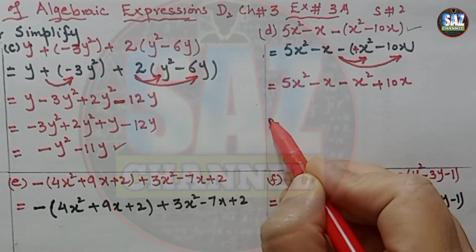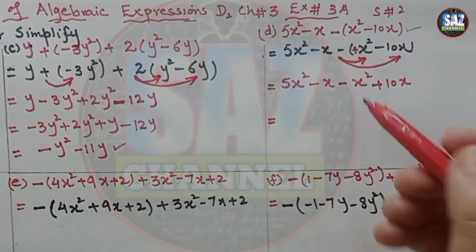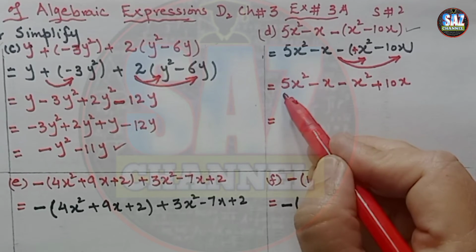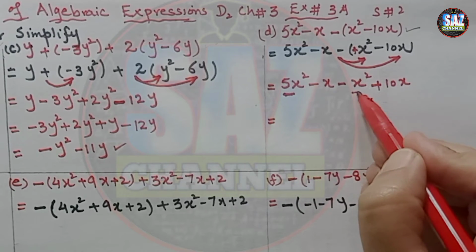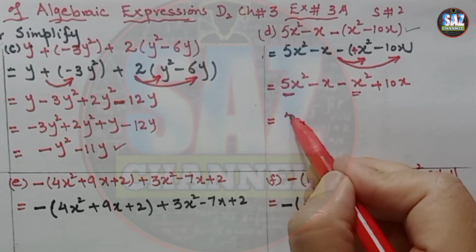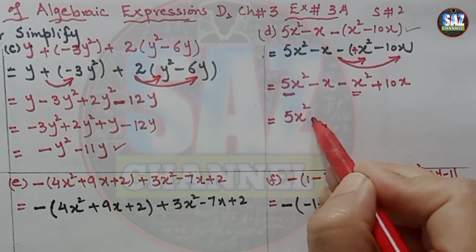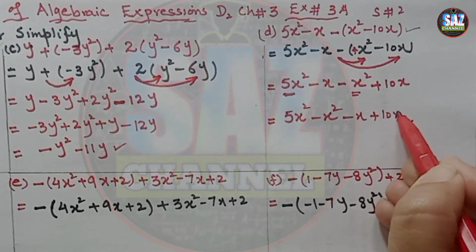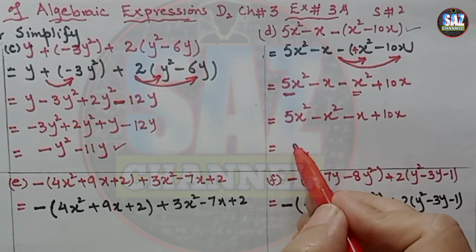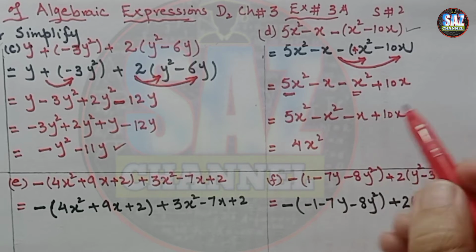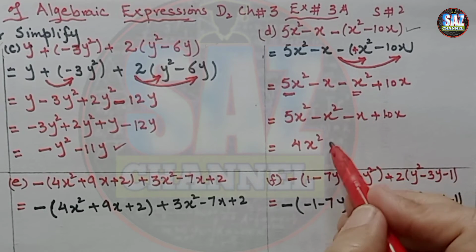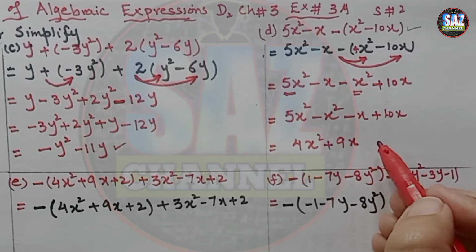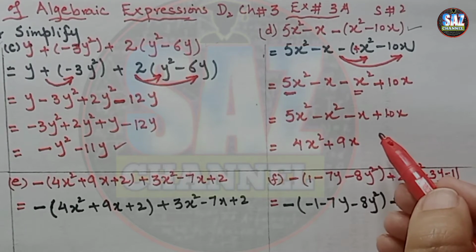After writing this step, we have to write the like terms together. Here we have x square term, and here we have x square term. Write down the like terms together, 5x square minus x square, then minus x plus 10x. Now 5 minus 1 will give me 4x square, and 10 minus 1 will give me 9x. I hope you are clear about this question, and let's move to the next part.